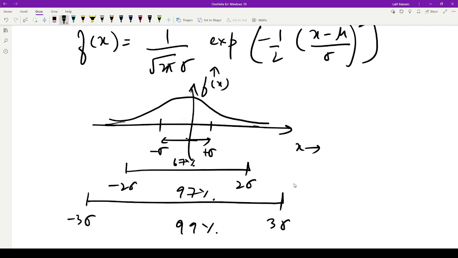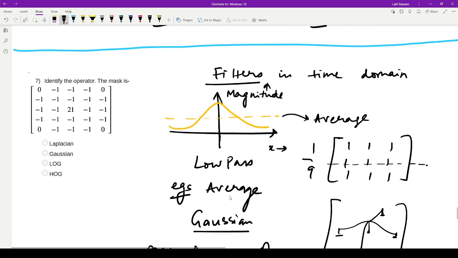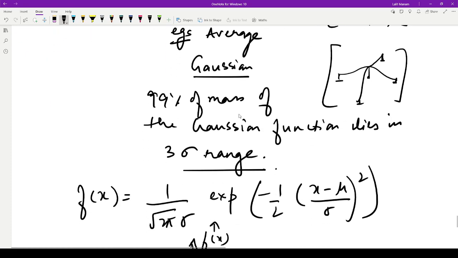Given this, Gaussian is also low pass because all filter values are positive. So this is for low pass. What about high pass? How does high pass look?